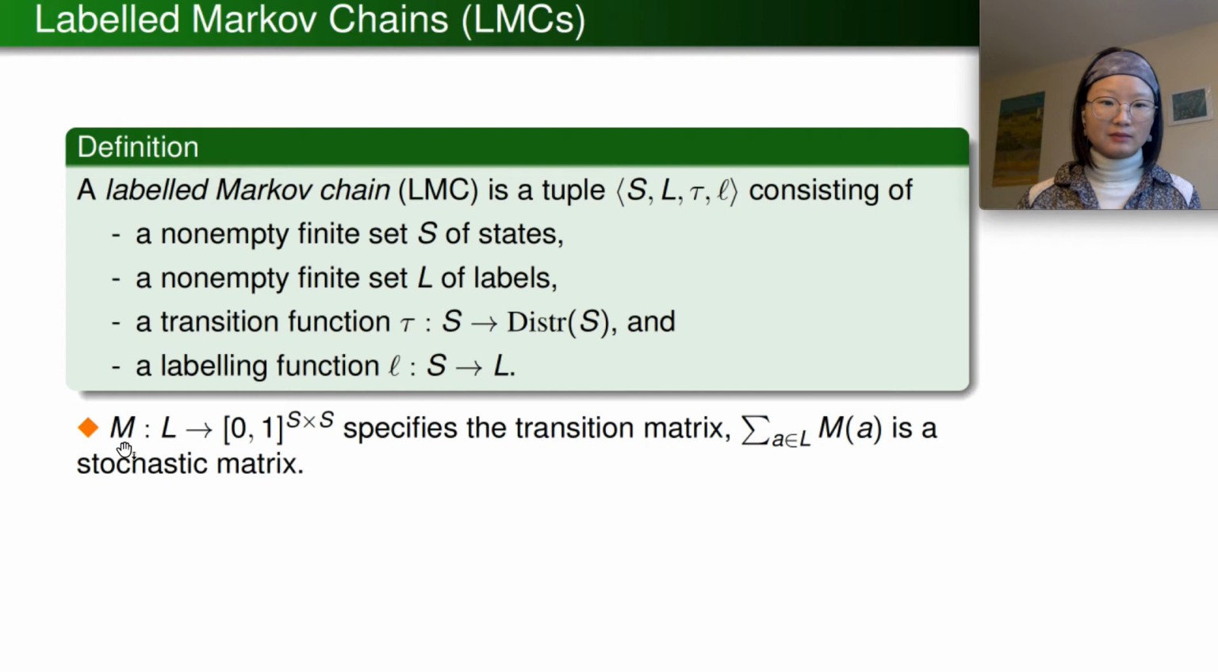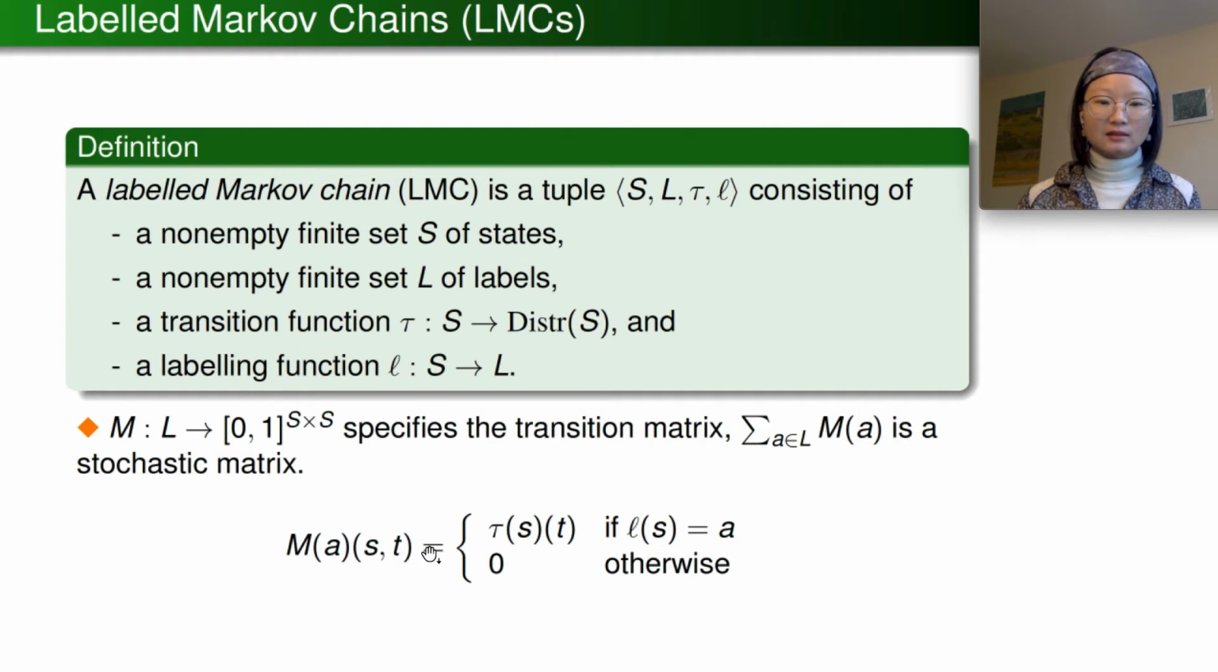Let's use big M to specify the transition matrix, so that given a label A and two states S and T, the entry is equal to tau of S T, the transition probability from S to T, if S is labeled with A, and 0 otherwise. The sum of M of A over all labels is a stochastic matrix, and this big M can be naturally extended to a finite trace.